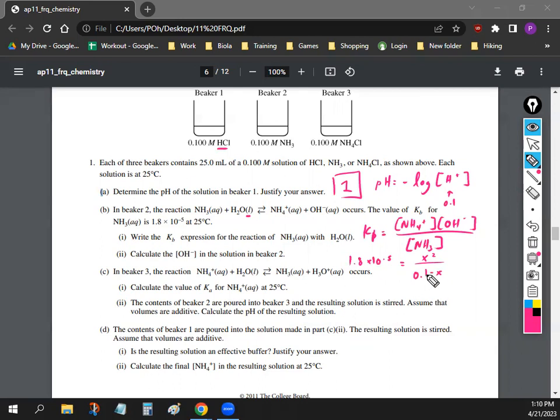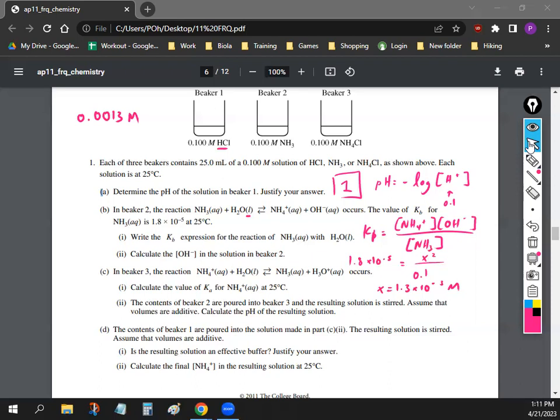But you don't have to use the quadratic formula because Kb is 10 to the negative 5, so we can assume that the change is really, really small. And so you calculate for x, and you should get about 1.3 times 10 to the negative 3 molarity. That's going to be 0.0013, around there. Any questions on that one?